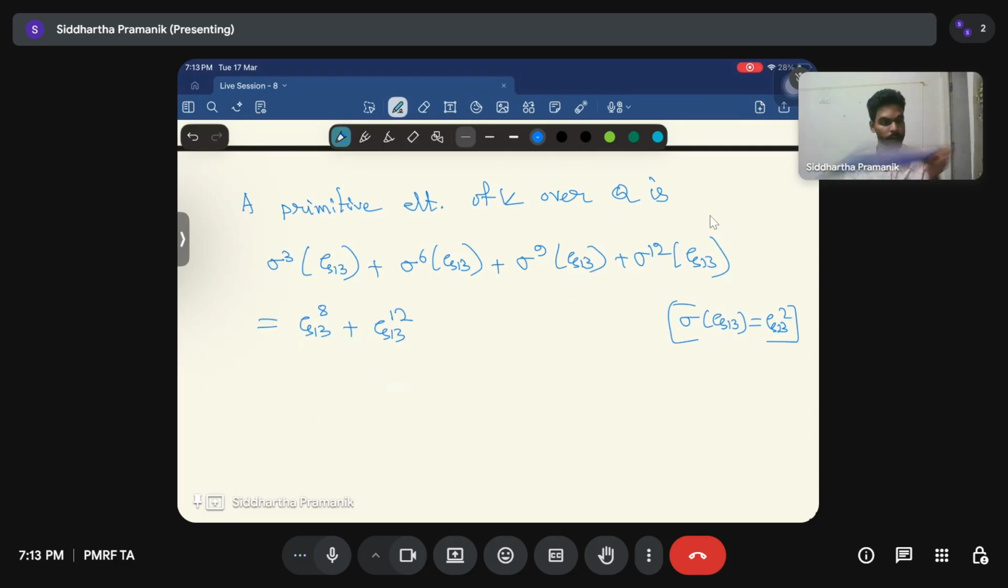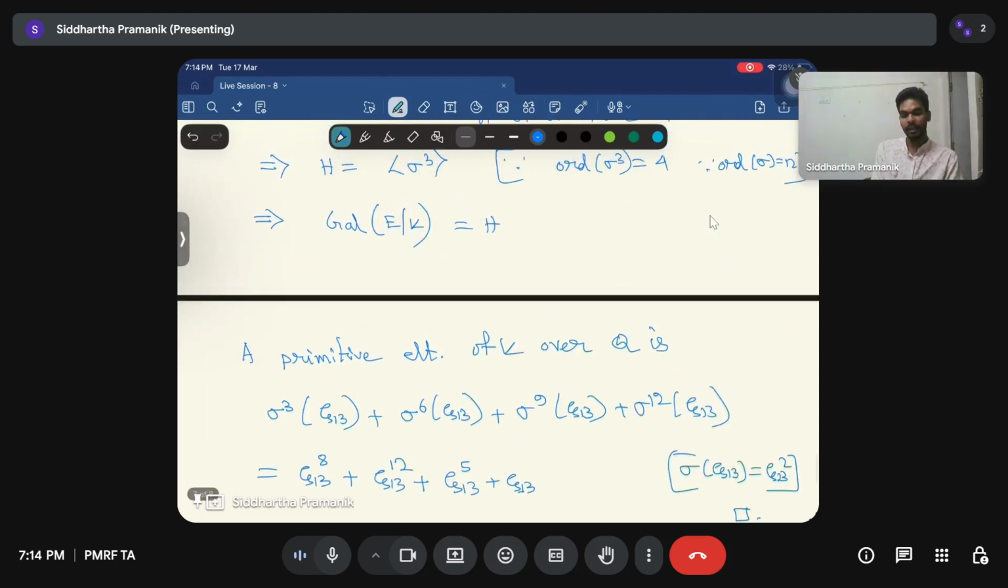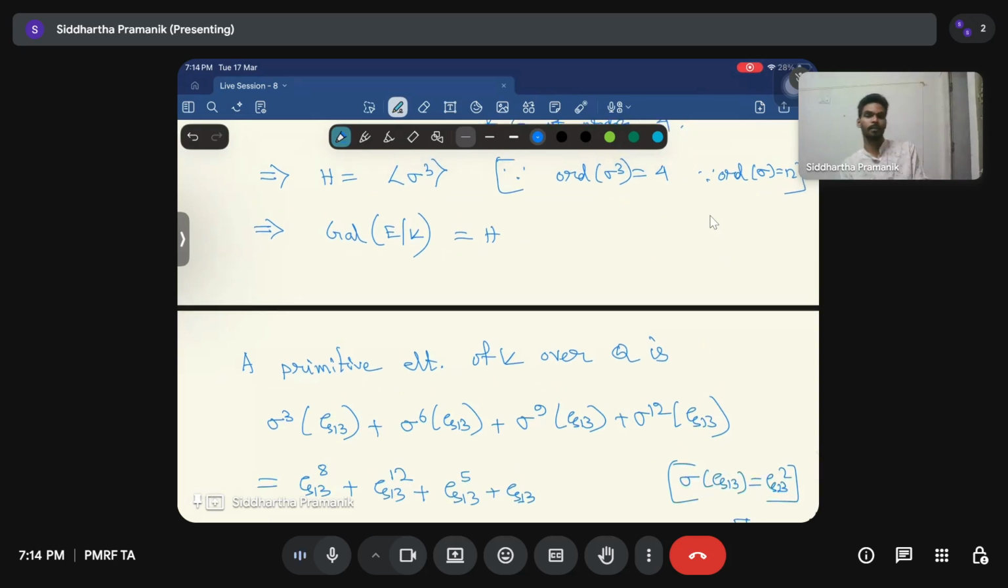Yes, it's correct. Power 12, because its power 13 is 1, plus zeta 13 power 2 power 9, and we have to take it modulo 13. So it will be 5, and finally zeta 13. So this will be a primitive element. So this is a process to find the primitive element using the Galois group. So we need to find an element which is not fixed by any element of the Galois group.